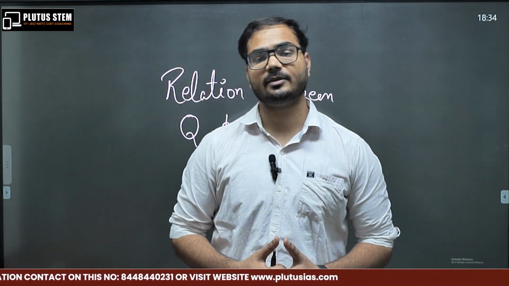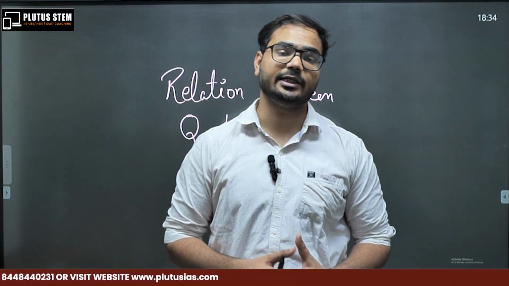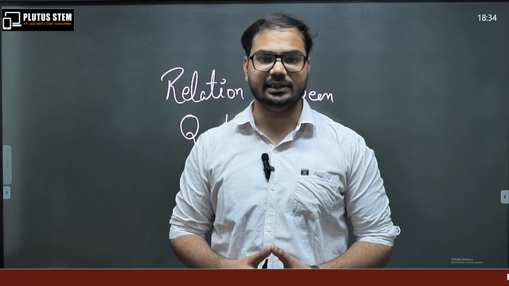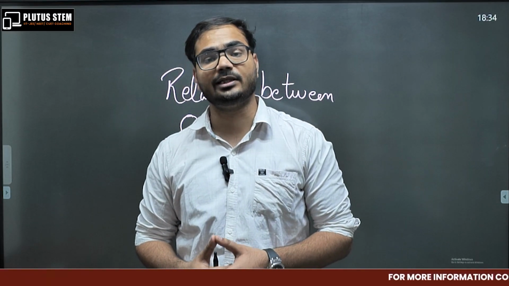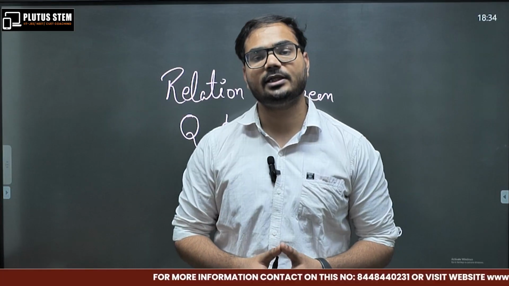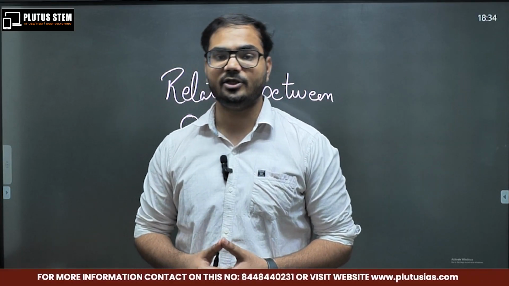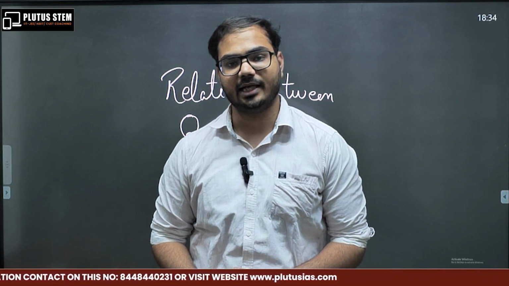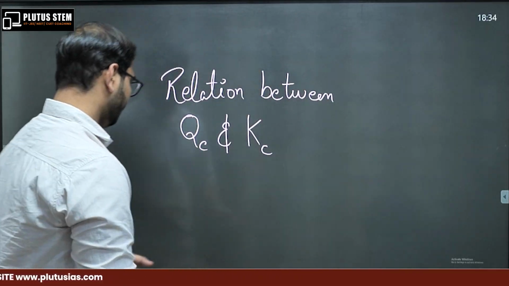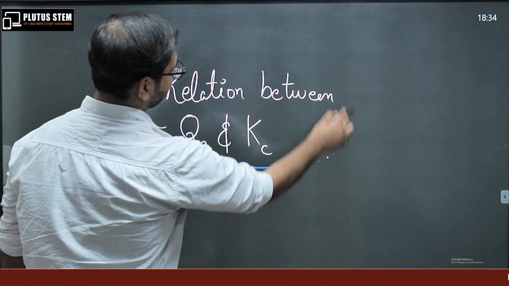In this video, we'll learn about what is Qc and what is its relation with the equilibrium constant Kc. Apart from that, we'll see how variation of one can lead to the change in the other, and using that, we can predict where the equilibrium can shift based on change of concentration of the reactants and the product. So let's get started. First thing, we need to define what is Qc.